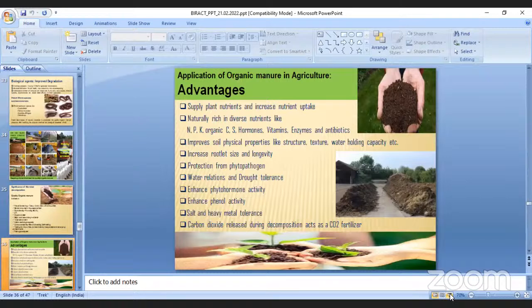So what are the different advantages? Why should we use this organic manure or these sustainable biofertilizers?